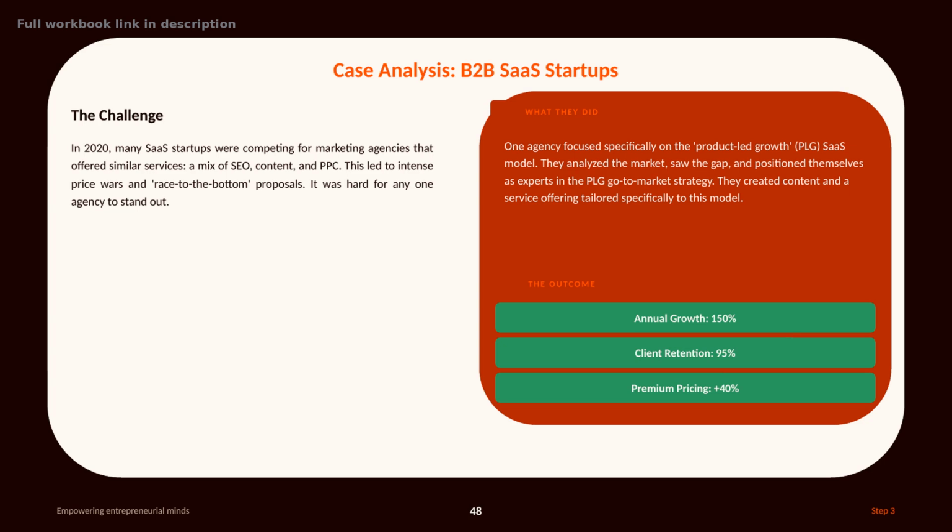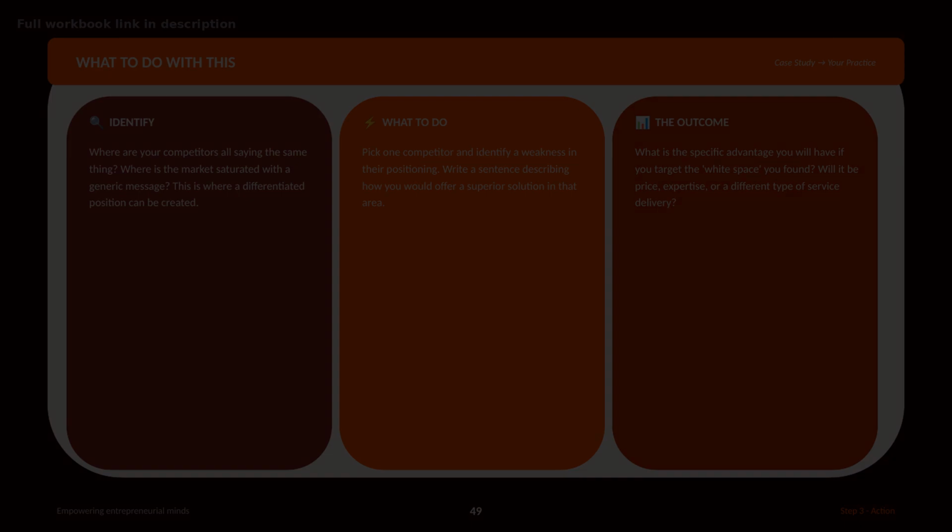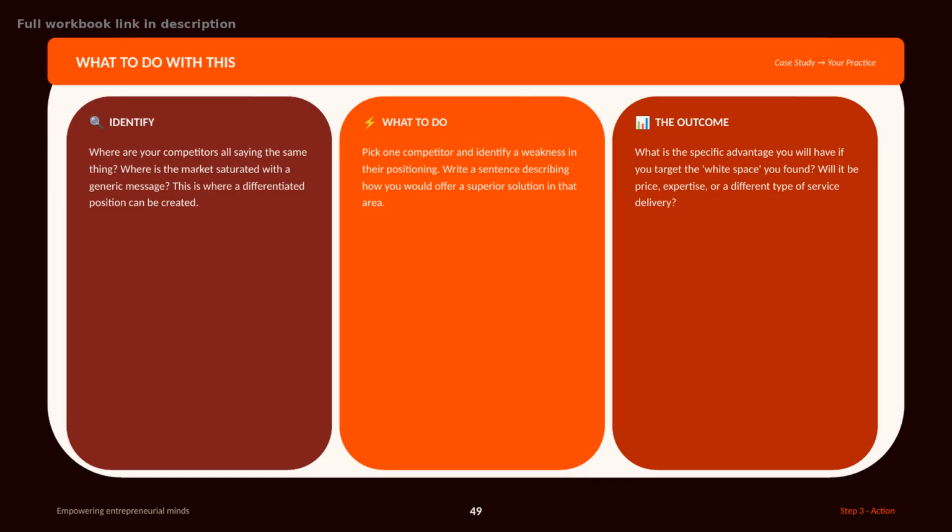One agency chose to focus specifically on product-led growth SaaS, saw the gap in the market, and repositioned everything, their content, their service offering, around expertise in that one go-to-market model. The result was annual growth of 150%, client retention at 95%, and pricing they could hold 40% above the market average, because they weren't competing on price anymore. They were the specialist.